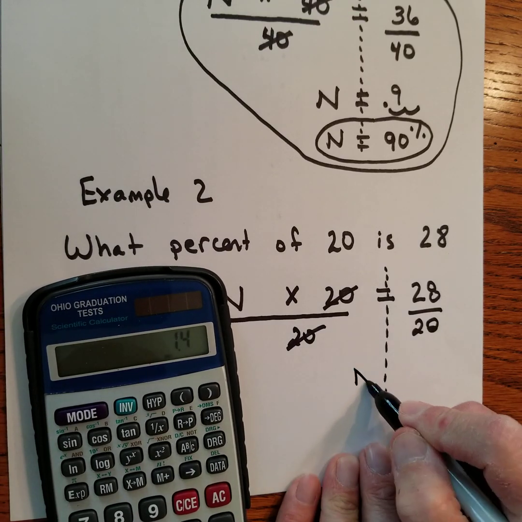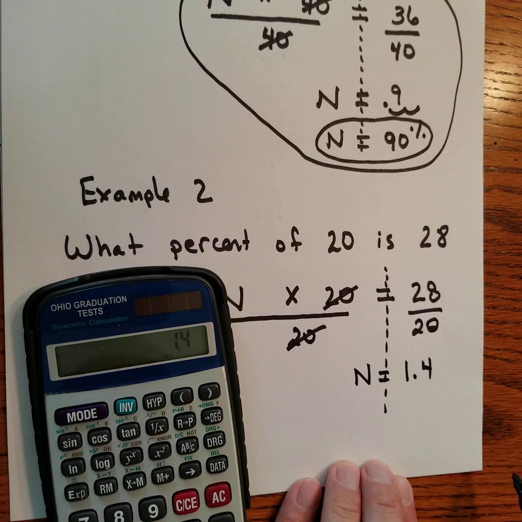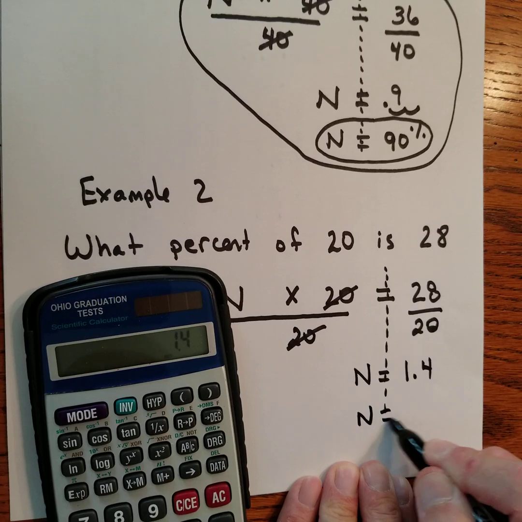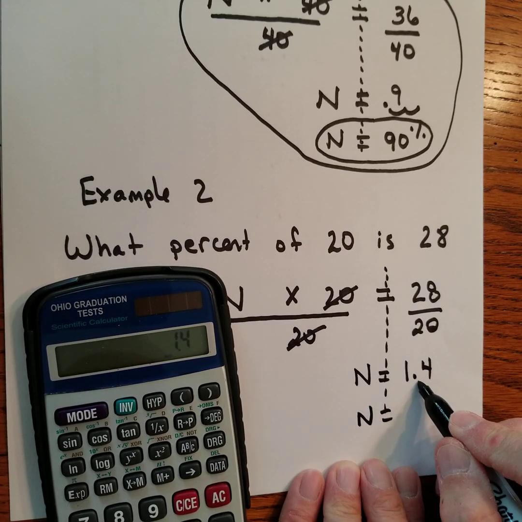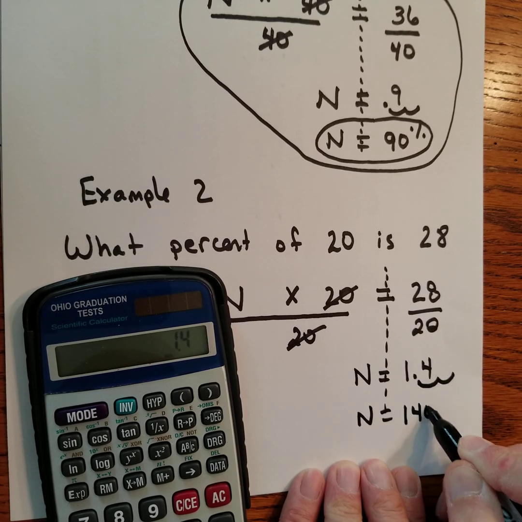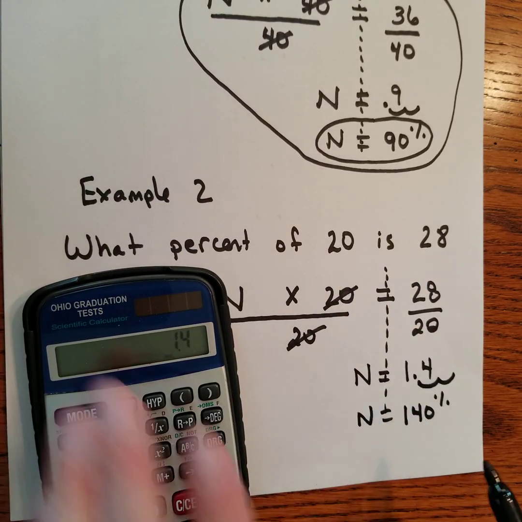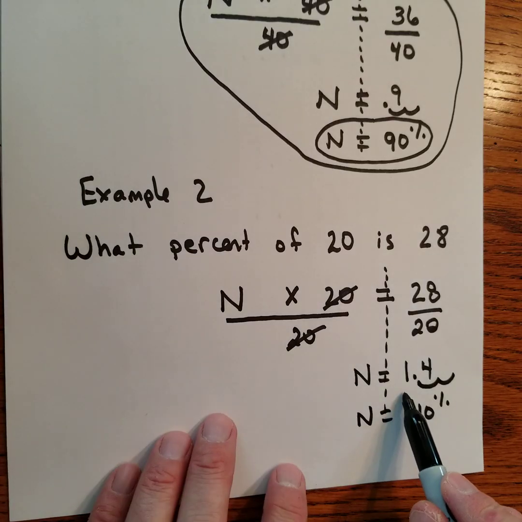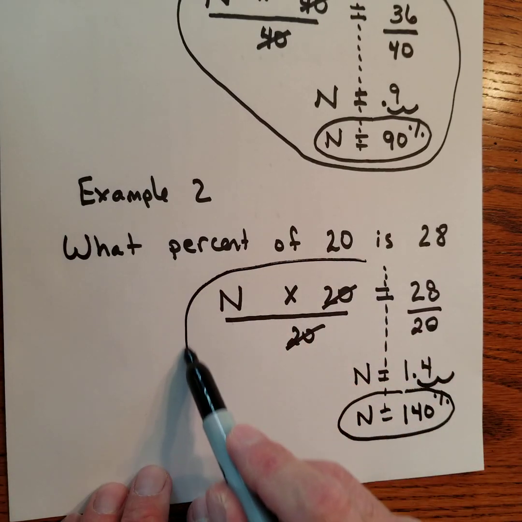My calculator says 1.4. Now for my final answer, I have to change this decimal into a percentage. We'll move the decimal point 2 spots to the right, and that is 140%. 28 is bigger than 20, so it's more than 100%. It's actually 140%. Here's my good final answer. Here's the way I want you to show that work.